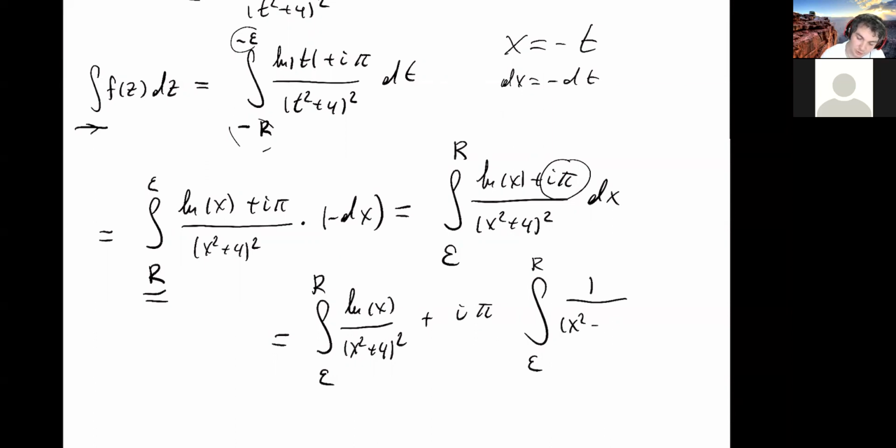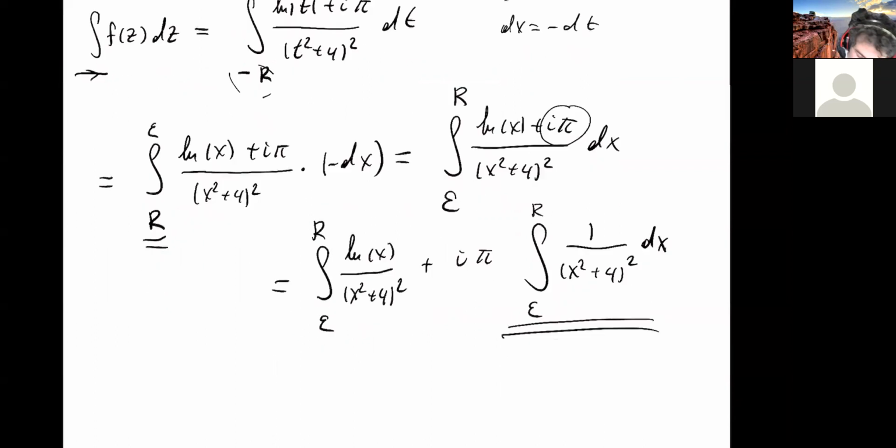And this, I'm pretty sure we've done. Or at least we know that we can compute this integral. Well, after we replace epsilon with 0 and r with infinity, we can compute this integral using residues. But hopefully we won't need to. So let's see.